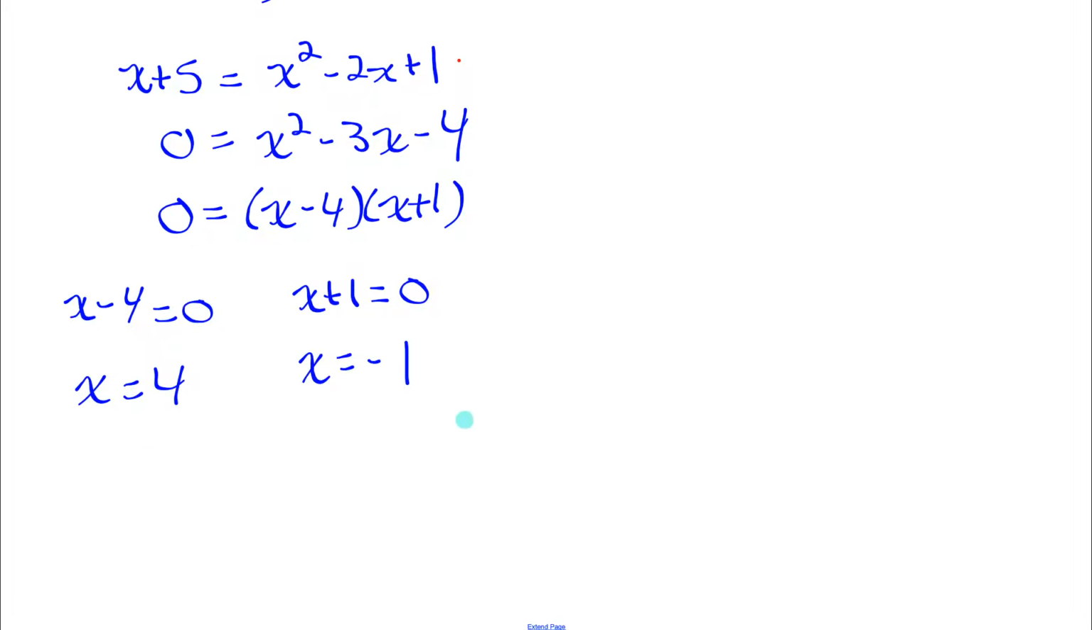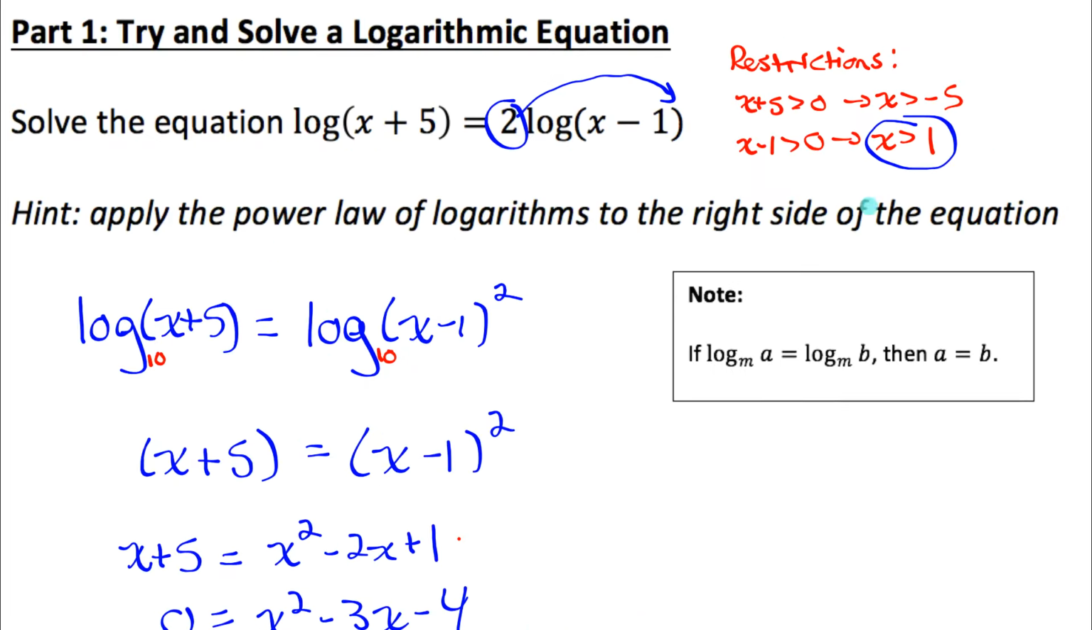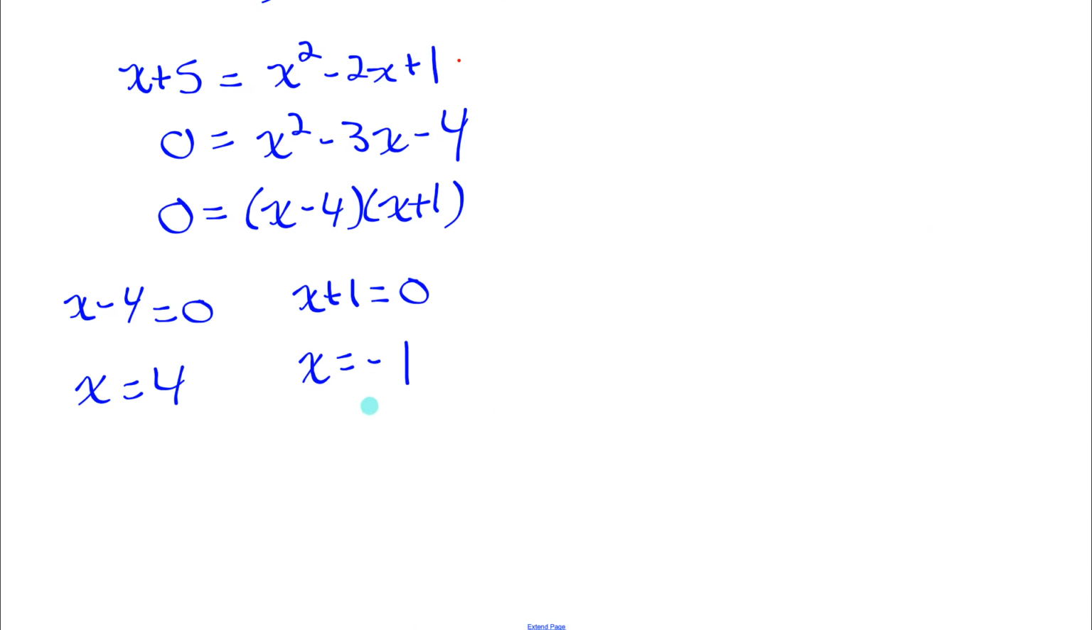But now we have to compare those solutions to the restriction. I said our answers have to be bigger than 1. And look, negative 1, that's not bigger than 1, so we have to reject this answer. We call this an extraneous root.